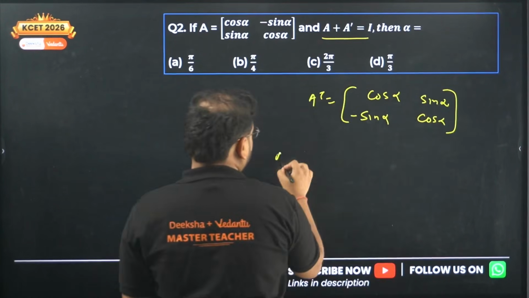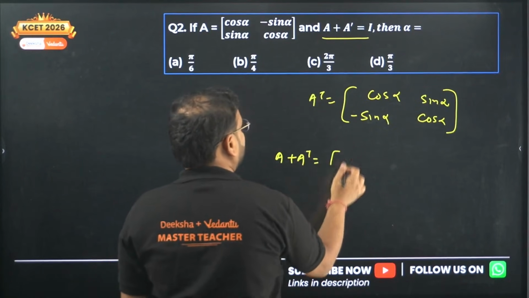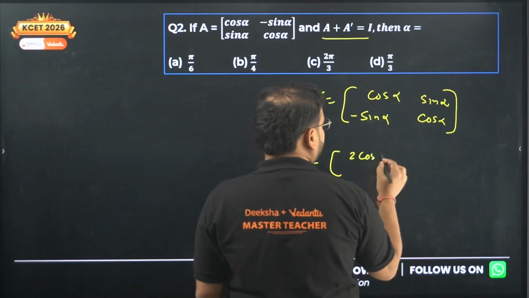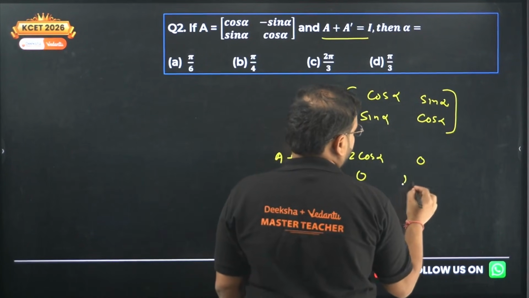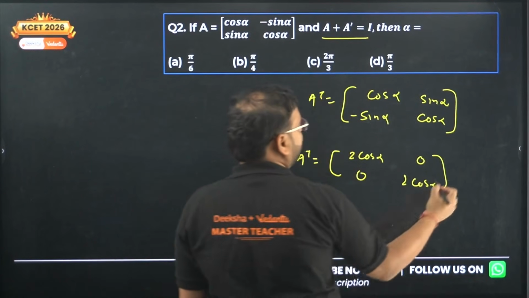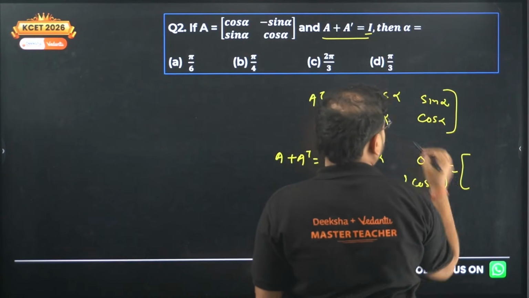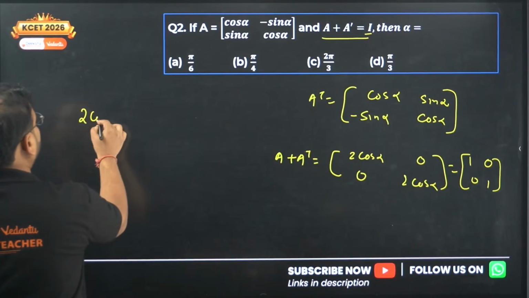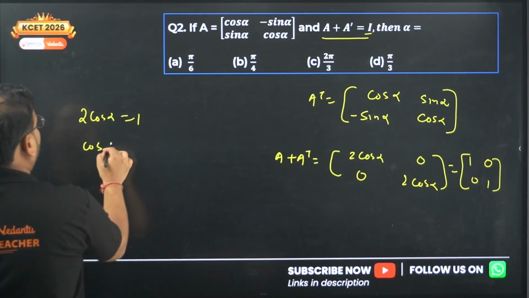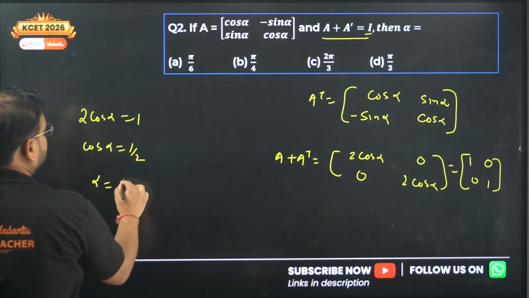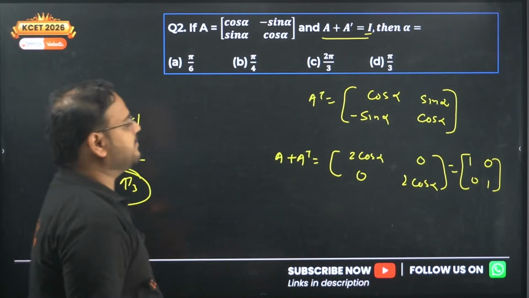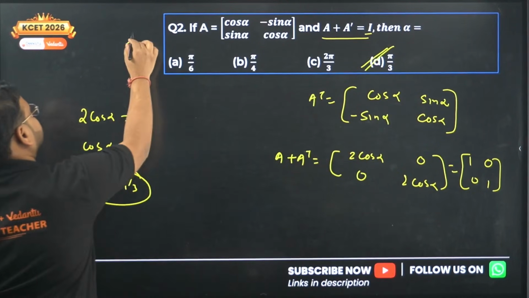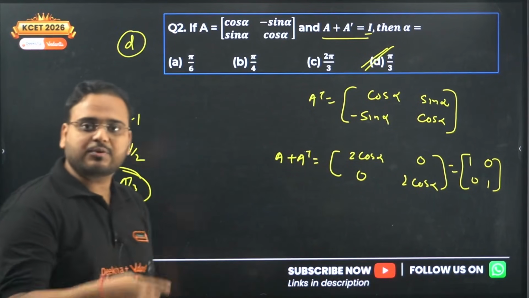Now if you add them as A plus A dash or transpose, you'll have cos plus cos as 2 cos alpha. This will be 0, again 0 and 2 cos alpha. This is equal to what? They're saying this is equal to I. It means it has to be 1 0 0 1. Compare, and you'll get 2 cos alpha is 1. It means cos alpha is 1 by 2. This happens only if alpha is pi by 3 for the principal value. The answer is option D. Fair enough. Okay, next is question number 3.